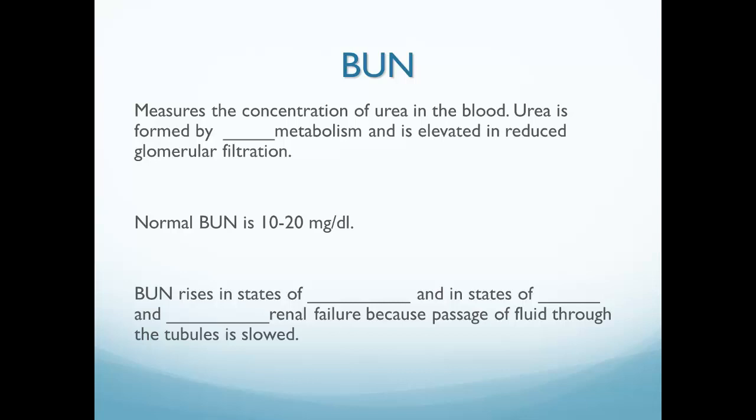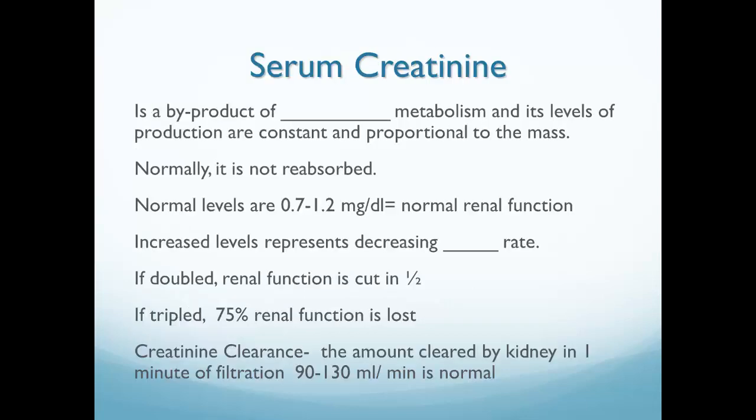So you notice that BUN can be manipulated by a couple different things. It can be manipulated by protein metabolism. It can be manipulated by our fluid volume supply. So our more constant value than the BUN is the serum creatinine. Let's talk about that for a minute. Serum creatinine is a byproduct of blank metabolism. Okay, do you remember what we talked about here?